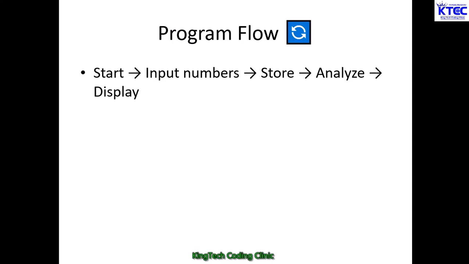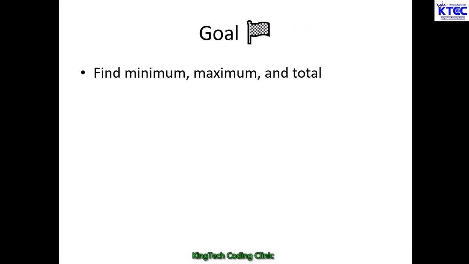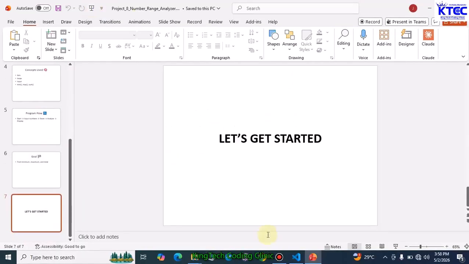Probably we can display them first as suggested by one of the students. After displaying them, we then display the minimum among them, the maximum among them, and then the sum of all the numbers. So now the goal is to find the minimum, maximum, and total of all the numbers that were entered by the user. So now let's get started.